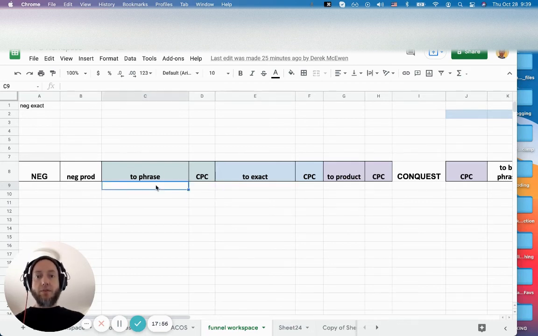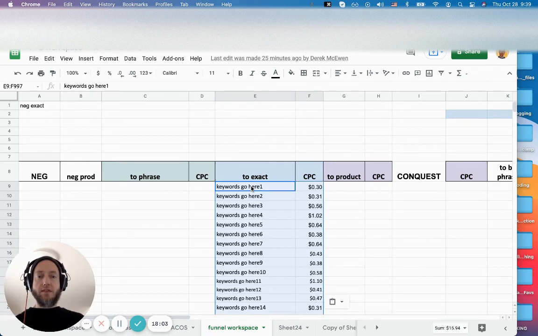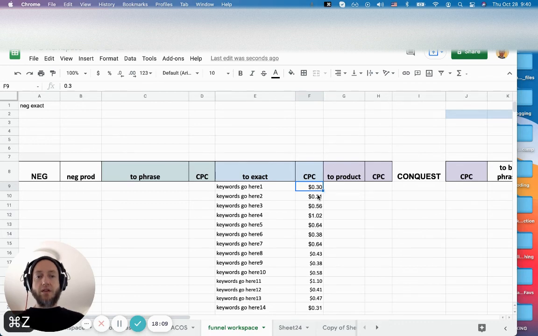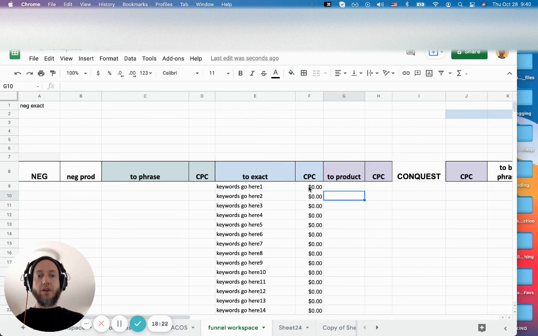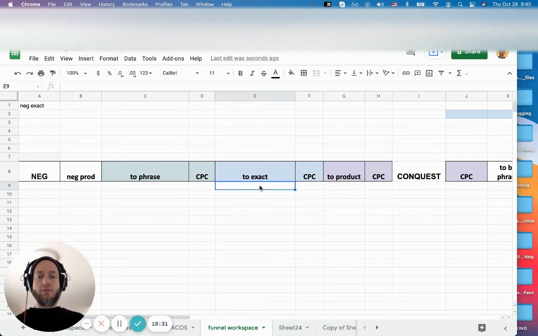So for example, say I want to move these into exact. I will paste the values. Because this was a formula, if you don't paste the values, I'll show you what happens. You just do a regular paste. Great, you're just going to get all zeros because this formula doesn't work anymore. Okay, so you want to just paste the values.